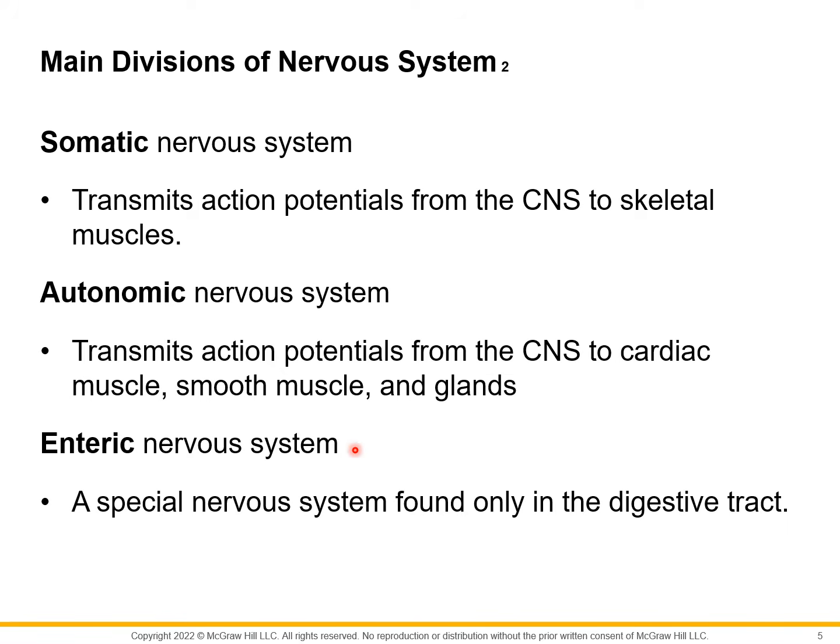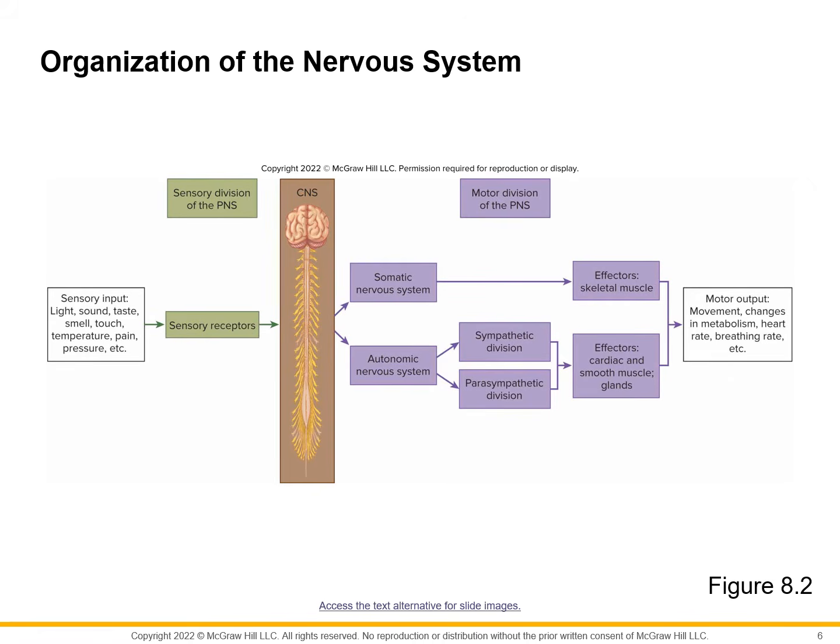Next is the enteric nervous system. When we say enteric, this is anything that has something to do with only the digestive tract. This slide shows us kind of like an organizational chart for our nervous system, showing the different divisions that we just talked about.